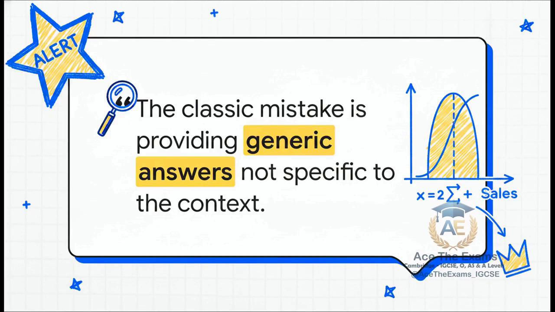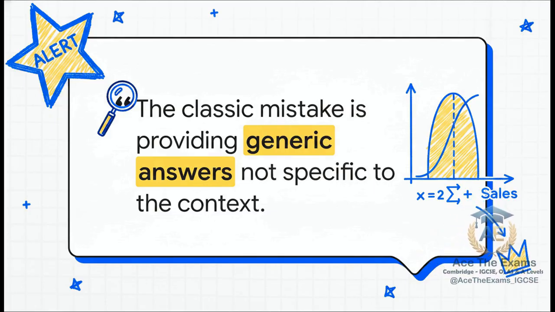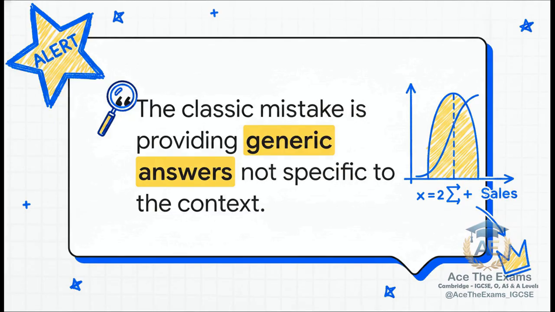I want to present this massive examiner alert to give official weight to our strategy. Direct quote from the examiners, the classic mistake is providing generic answers not specific to the question context. Always link every point to the given scenario. This happens so frequently that examiners practically beg students to stop doing it.